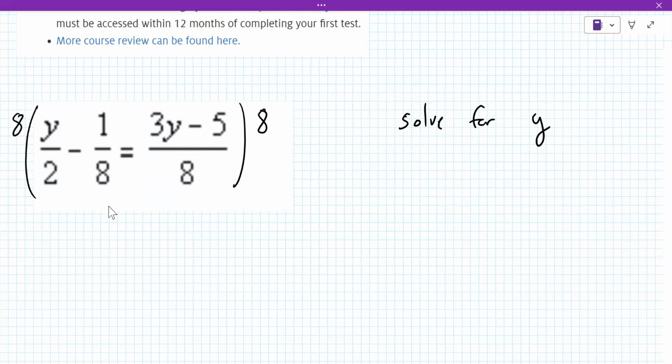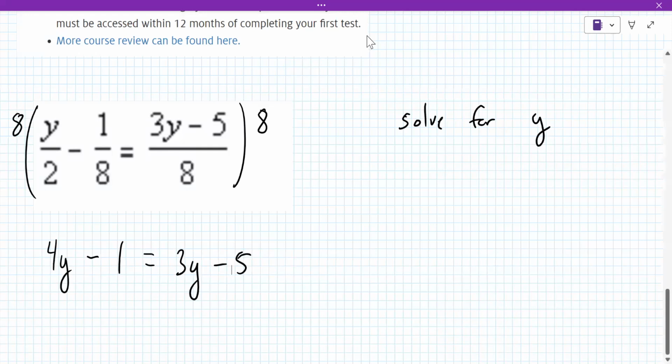Is it 8y over 2? Yes, but what does that reduce to? And that's kind of the key thing. Oh, okay. So that just reduces to 4y. Okay, keep going, doing great. And then the 1/8 reduces to -1. That's correct. And then how about on the other side there? And then that leaves you with 3y minus 5.